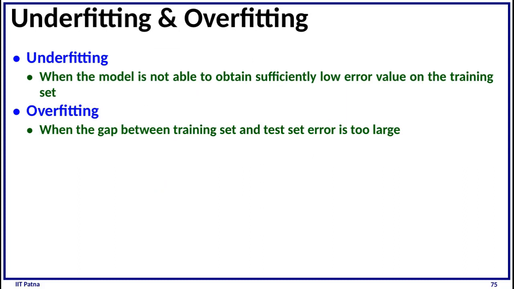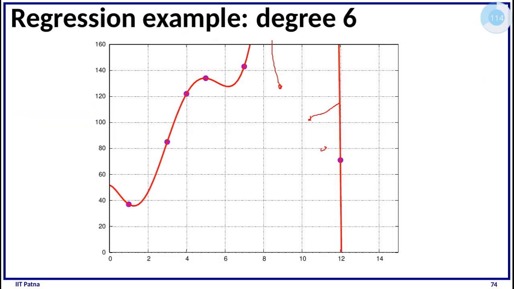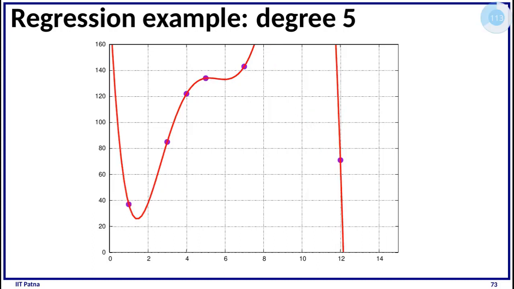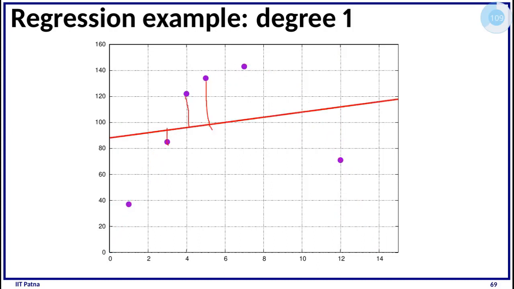So the thing is, when we try to determine or fit a model, it can happen that I have a very good fit in the training but a very high error on the test data, and I can have a situation in this case that I always have a very high value of error.